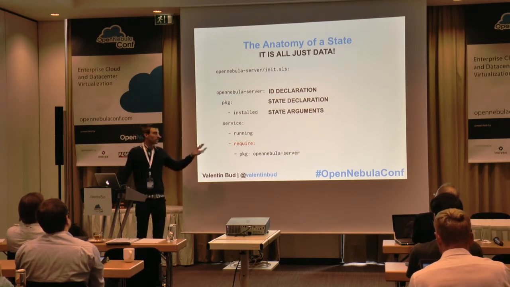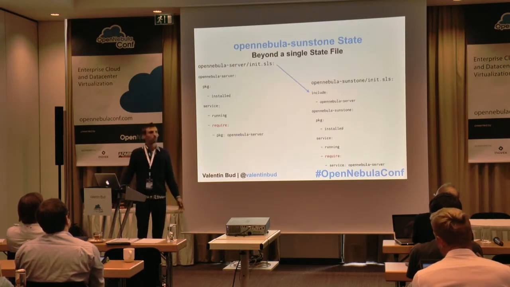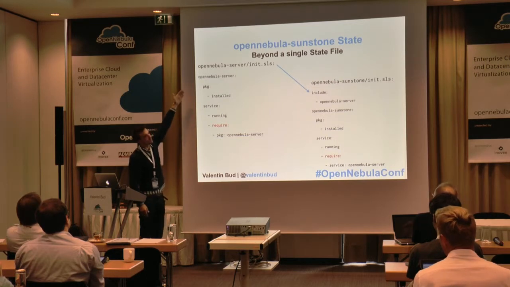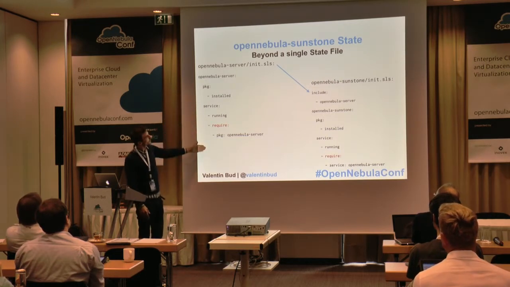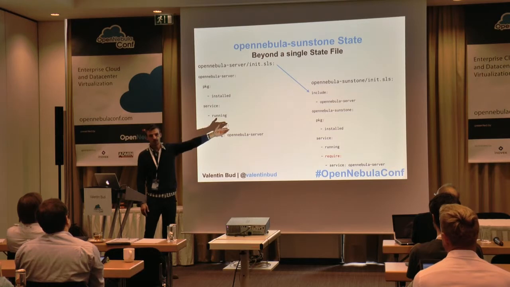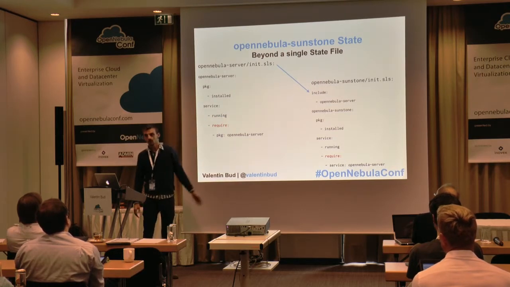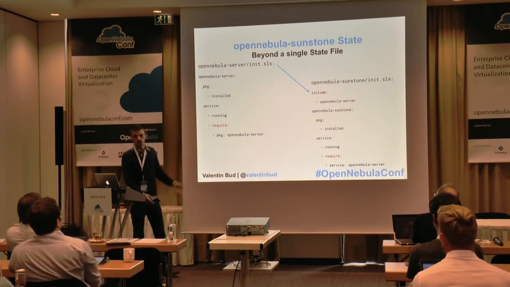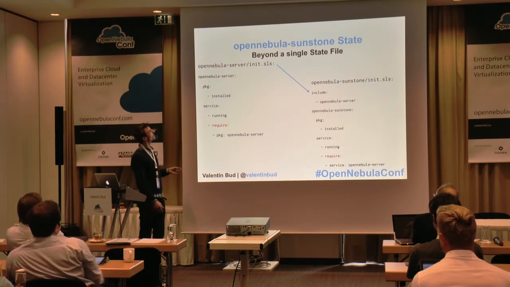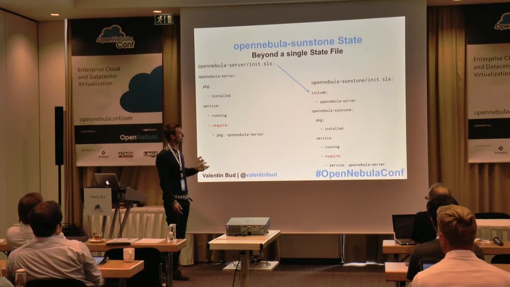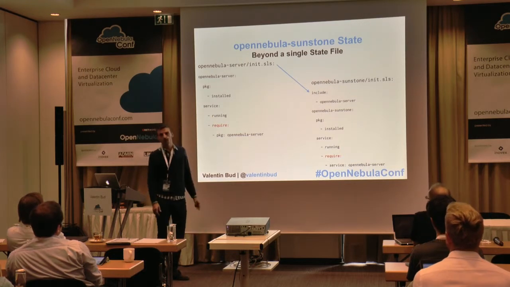Now, until now we have just one file. Let's see how we do it when we have multiple files and install OpenNebula Sunstone. First, we want the server installed. And second, we want Sunstone. And we write them in separate files to keep clarity and to be able to spot problems if they appear, or misconfiguration. We just include the OpenNebula server.